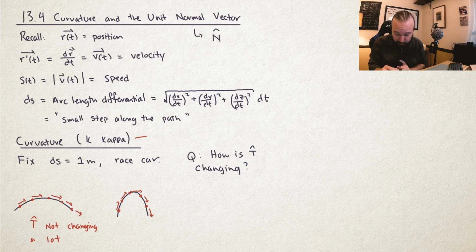Okay, but let's look at this picture right here. Even if I just look at these two adjacent T hats right there, one of them is straight horizontal, and the other one has already gone almost straight vertical just from taking one step forwards. And it's clear why, right? Because if the path is turning more sharply, then for the same step forwards, the unit tangent vector is going to change even more. So in this picture, T hat is changing a lot.